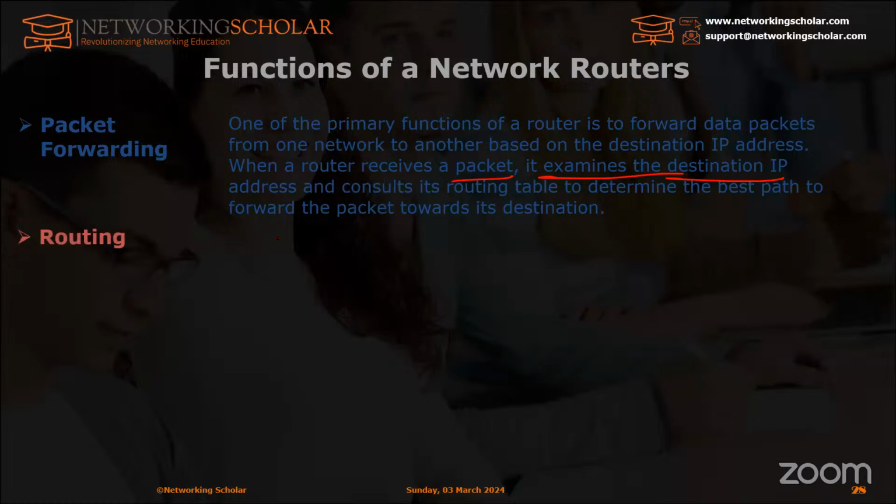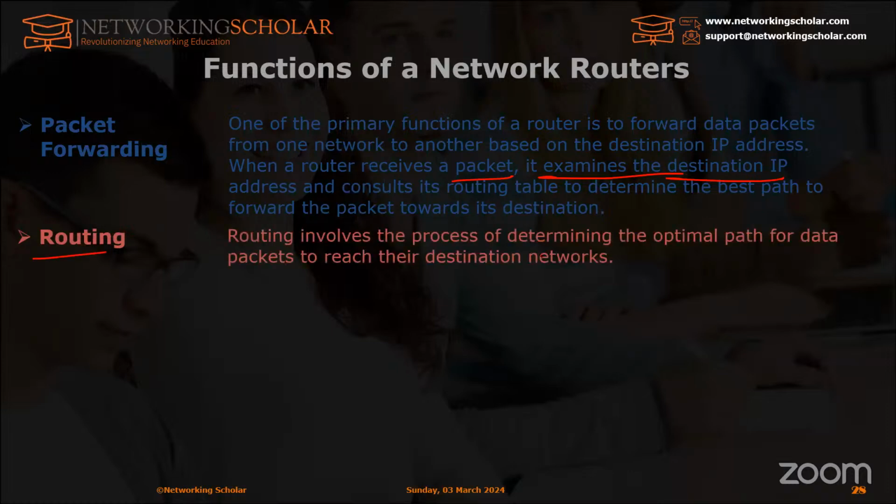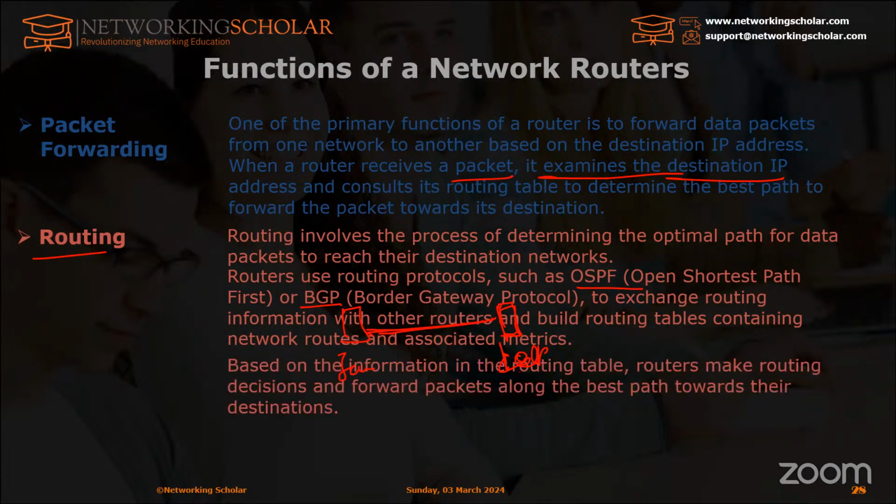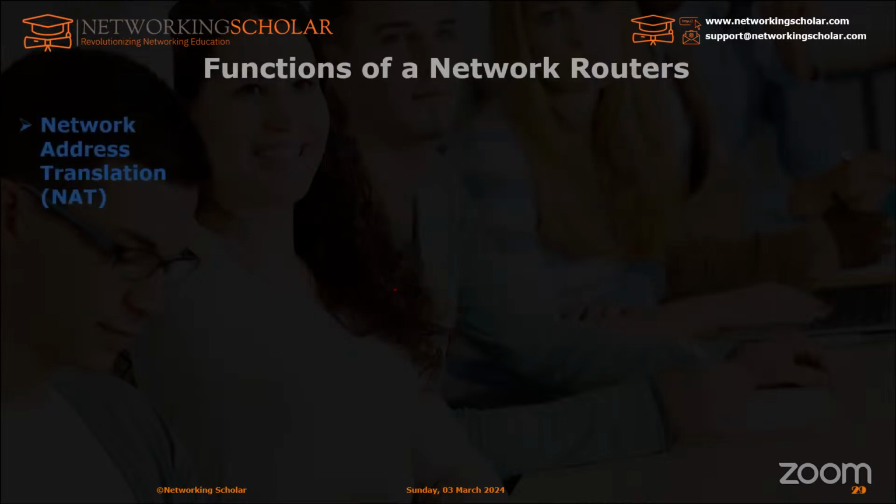Then there is routing. So what is routing? It is a path. It will check for the path. Suppose someone is from Jaipur and wants to go to Delhi. It will look for the shortest path first, from where he will go. We use protocols like OSPF or BGP to get the path. Based on the information, a routing table will be created, and based on the routing table, packets will be forwarded to the network. Okay, then we have network address translation.